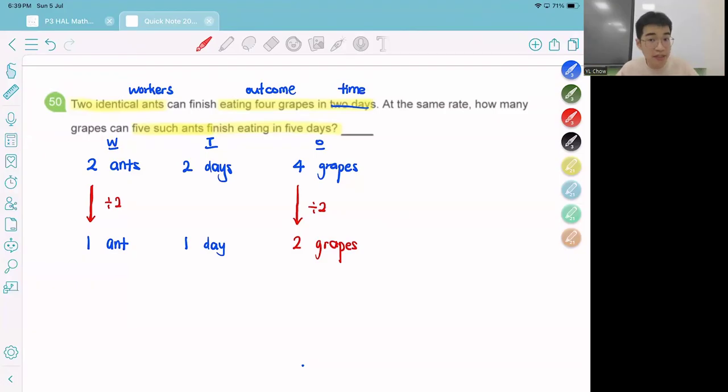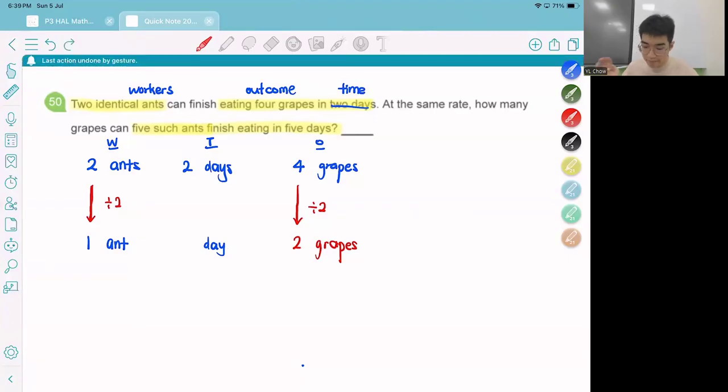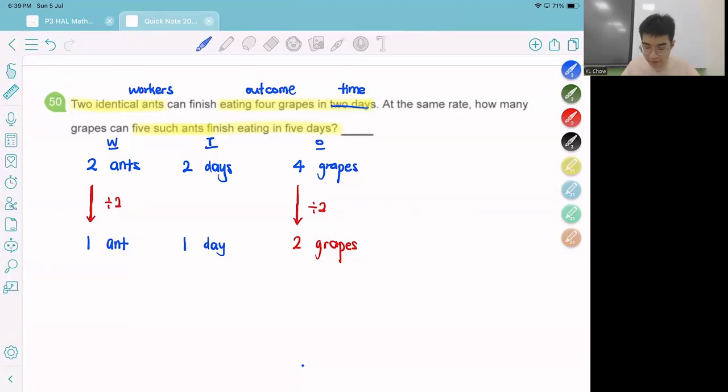Now, ideally, I should stop here. But did I finish finding the entire 1 unit? Not yet. This would be true if my number of days did not change. However, if I want to find 1 unit, I also need to make sure my number of time is 1 unit, 1 day. So that means not only is my worker cut into half, my time is also cut into half. I already cut half for my worker. Now, if I continue to cut half to my time, my outcome will also be cut half. So 4 divided by 2, that will be 1 grape. So you realize 1 ant in 1 day can only eat 1 grape.